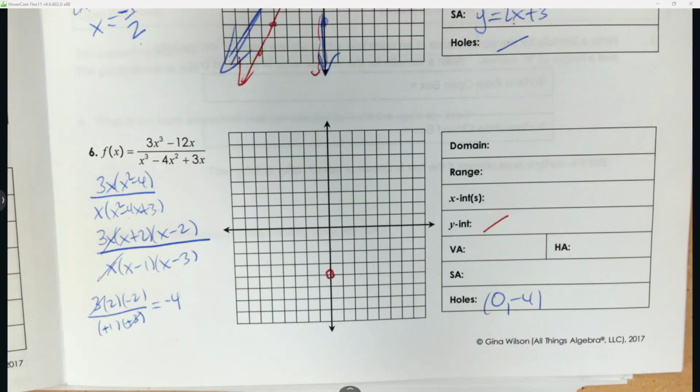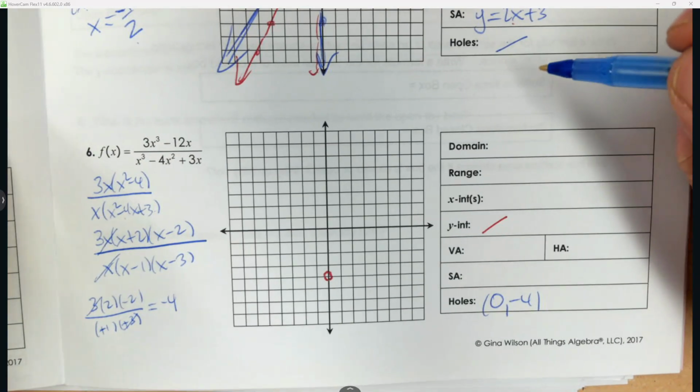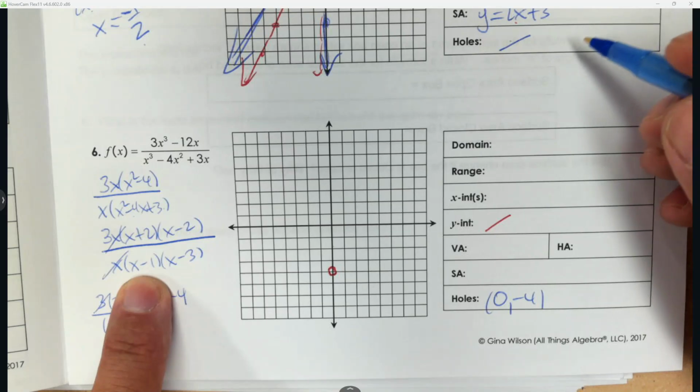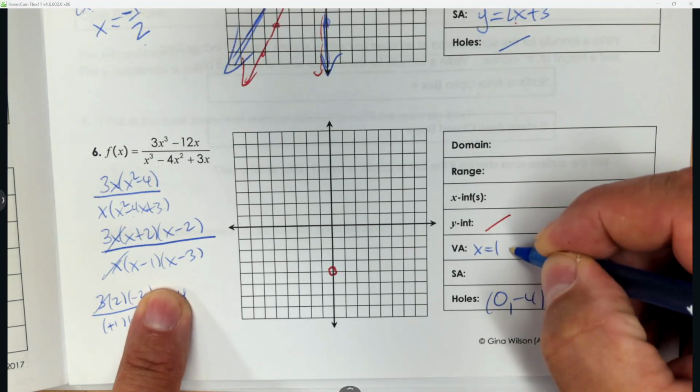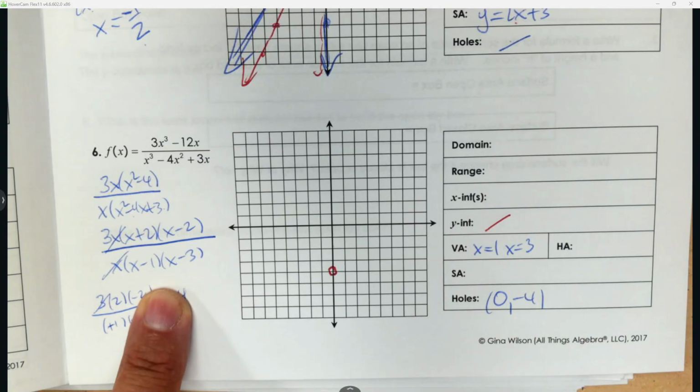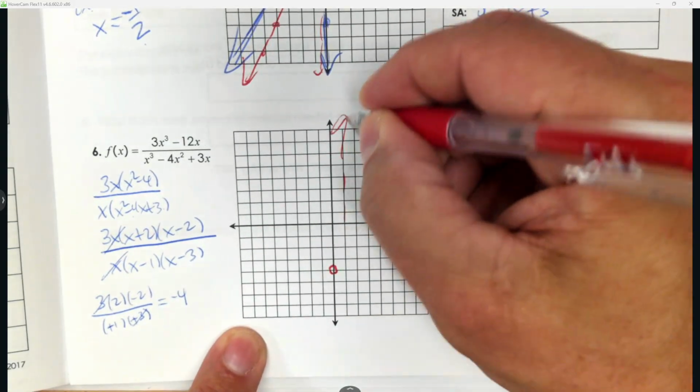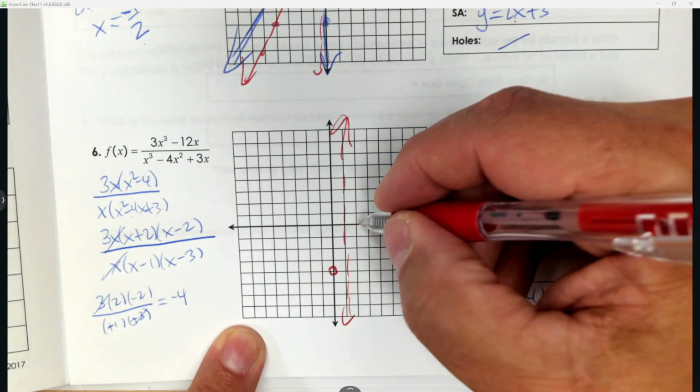All right, let's keep going. Our vertical asymptotes come from the bottom, which are the opposite numbers. So that's at 1 and 3. So I'm going to do that. 1 and 3.